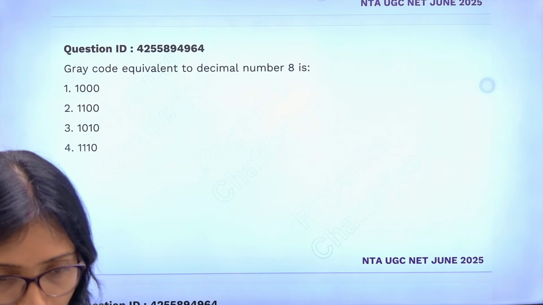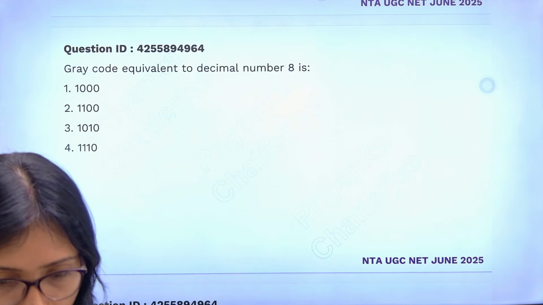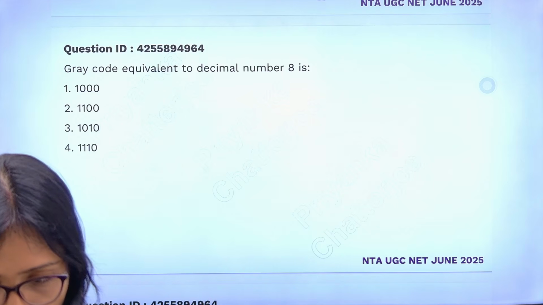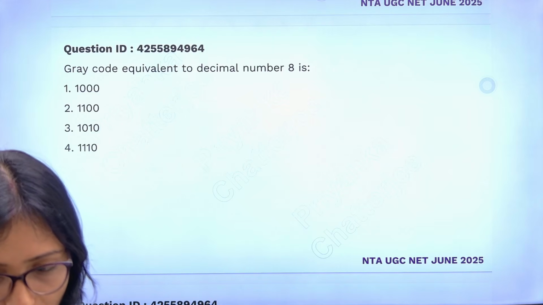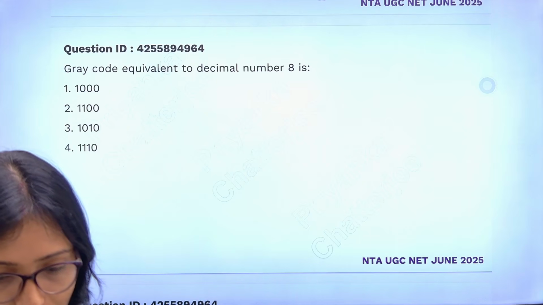And your time starts now. It is an easy one. 30 seconds enough, I hope so. 15 seconds also enough, but I am giving you 30 seconds.